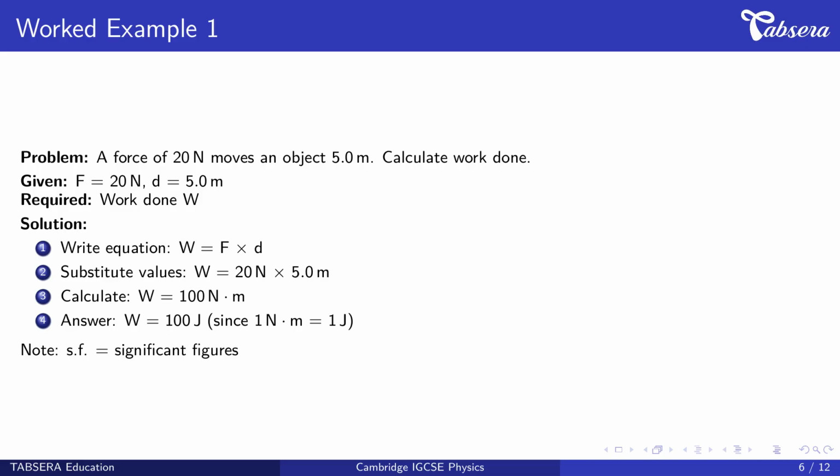Step 1, write the equation. We use the work equation, which is W equals F times d, where W is work done in joules, F is force in newtons, and d is distance in meters. Step 2, substitute the values. We write W equals 20 newtons times 5.0 meters. Step 3, calculate. 20 times 5.0 equals 100. Step 4, state the answer. The result is 100 joules to 3 significant figures, since 1 newton meter equals 1 joule by definition.